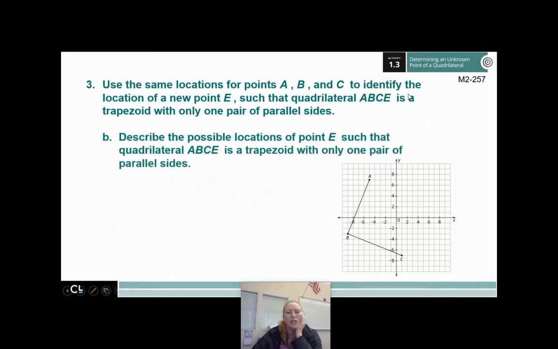So can you just real quick describe possible locations? Because there's no one right answer here, right? There's actually a lot of right answers. So describe the possible locations of point E, such that quadrilateral ABCE is a trapezoid with only one pair of parallel sides. Go ahead, jot down your thoughts, and then hit play when you're ready to keep the discussion going.